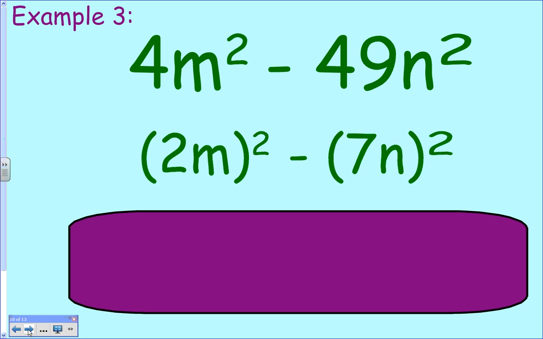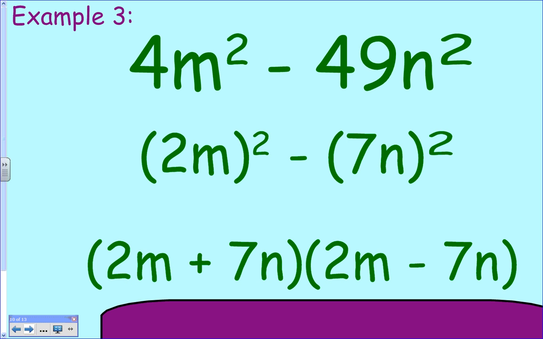4m squared minus 49n squared. Again, rewrite it as 2 squares if it's helpful for you to see this. It's not necessary for you to rewrite it. It's only if you need to see the two things being squared. And then factor it. First plus second, first minus second. 2m plus 7n times 2m minus 7n.